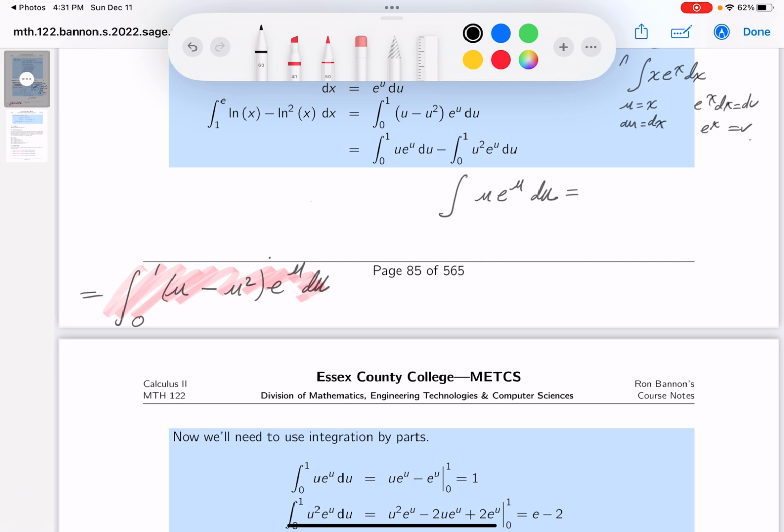And again, I'm going back to land of x's there, but I'm back in the u's now. And what are you going to get over there? Let's take a look at that. You're going to get u e to the u minus the integral of e to the u du. Well, that's pretty simple. You're just going to get e to the u.